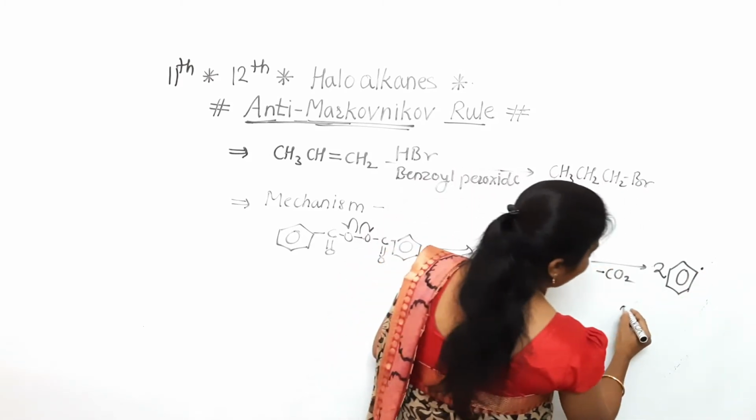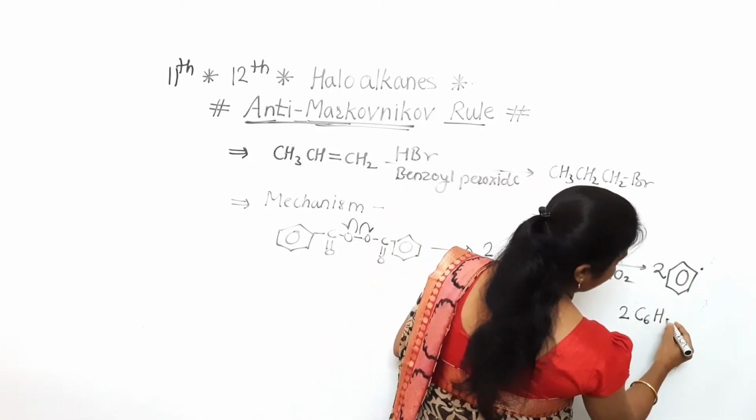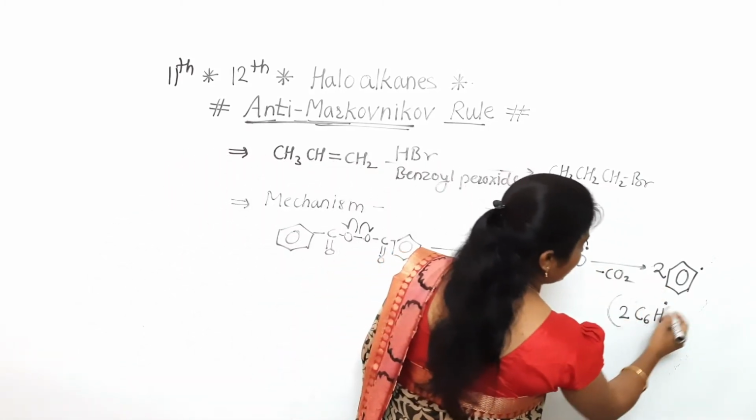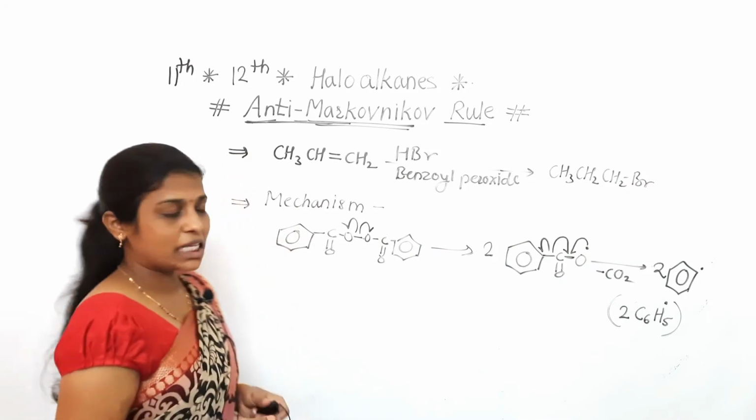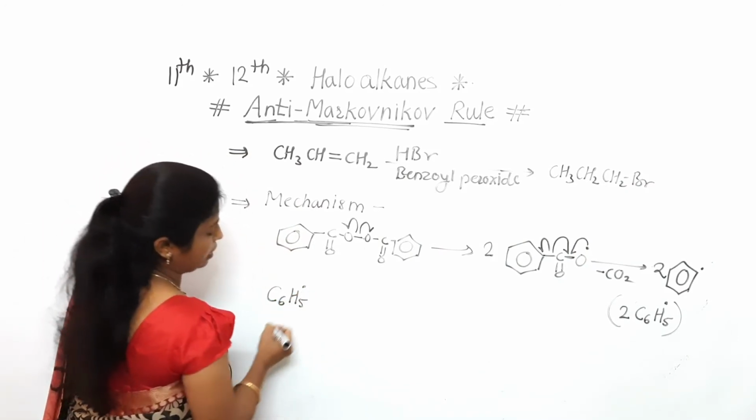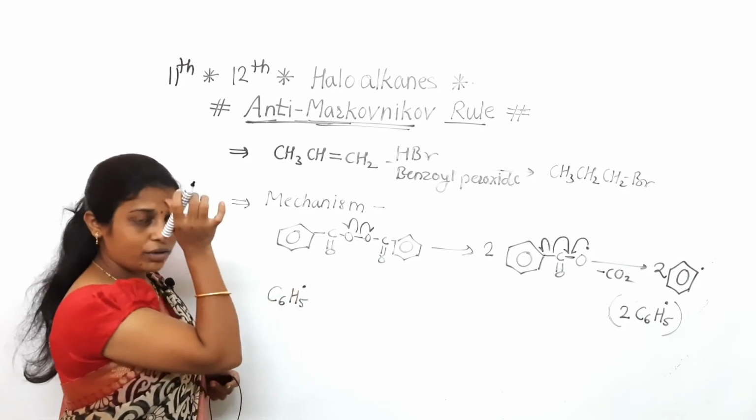So that also can be written like that, C6H5 dot. Clear to everyone? This only I have written in this format. Now what is the next step? Next step is that C6H5 radical. That one radical we have taken here.